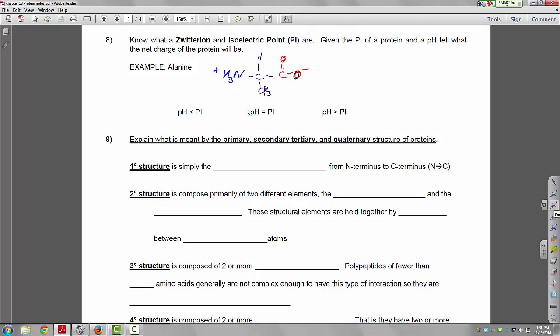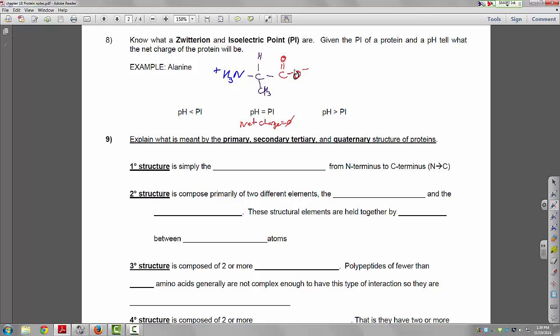When the pH equals the pI, the pI stands for isoelectric point. So pI, isoelectric point. The prefix iso means the same. What's the same? Well, the charge is, essentially this means the charge is balanced. We have the same number of positive charges as negative charges. So the net charge here is 0.